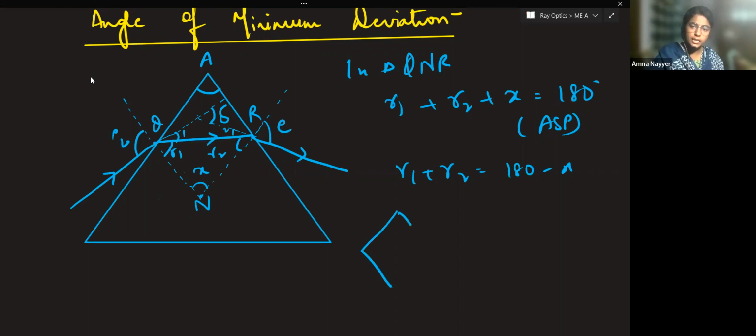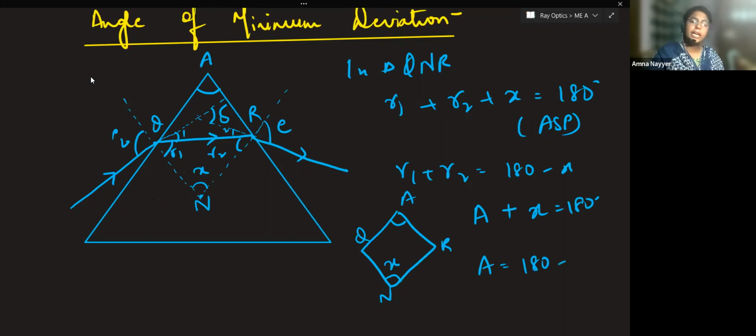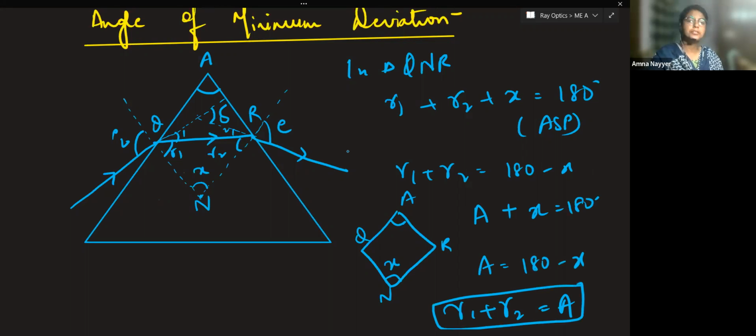Just have a look at this quadrilateral AQRN. This is the angle of prism A. This is X. In a quadrilateral, the opposite angles sum to 180 degrees. So the angle of prism plus X gives 180 degrees. So you can say the angle of prism A is also equal to 180 minus X. R1 plus R2 is also 180 minus X. So from here you can conclude R1 plus R2 is equal to A. This is one of the important equations that is required for your calculations everywhere. This is the first important equation that is obtained.